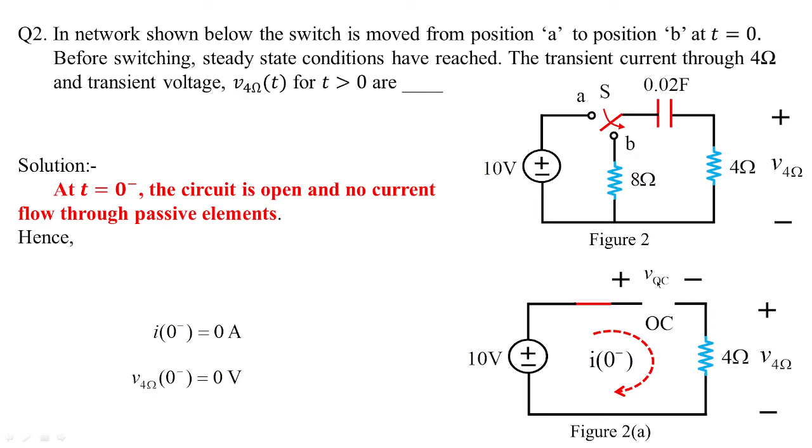But remember, the capacitor got charged. The capacitor got charged to the supply, 10 volts. So hence, V of 0 minus will be equal to 10 volts. So this we are treating as equation 1. All these values we are treating as equation 1. I hope you understood this particular concept, especially the behavior of the capacitor.